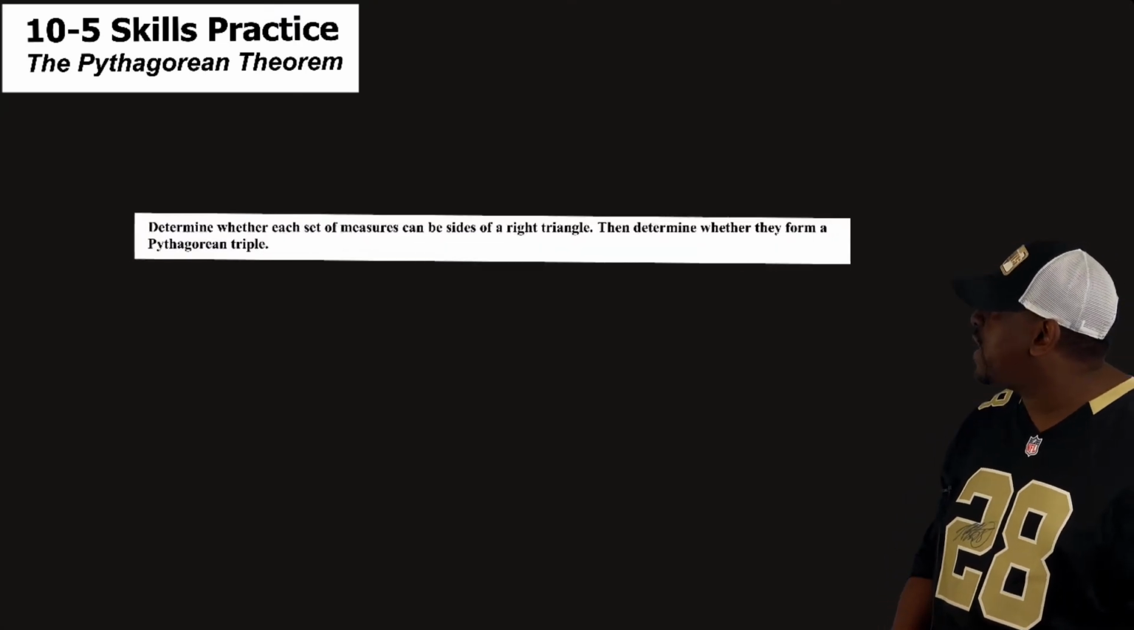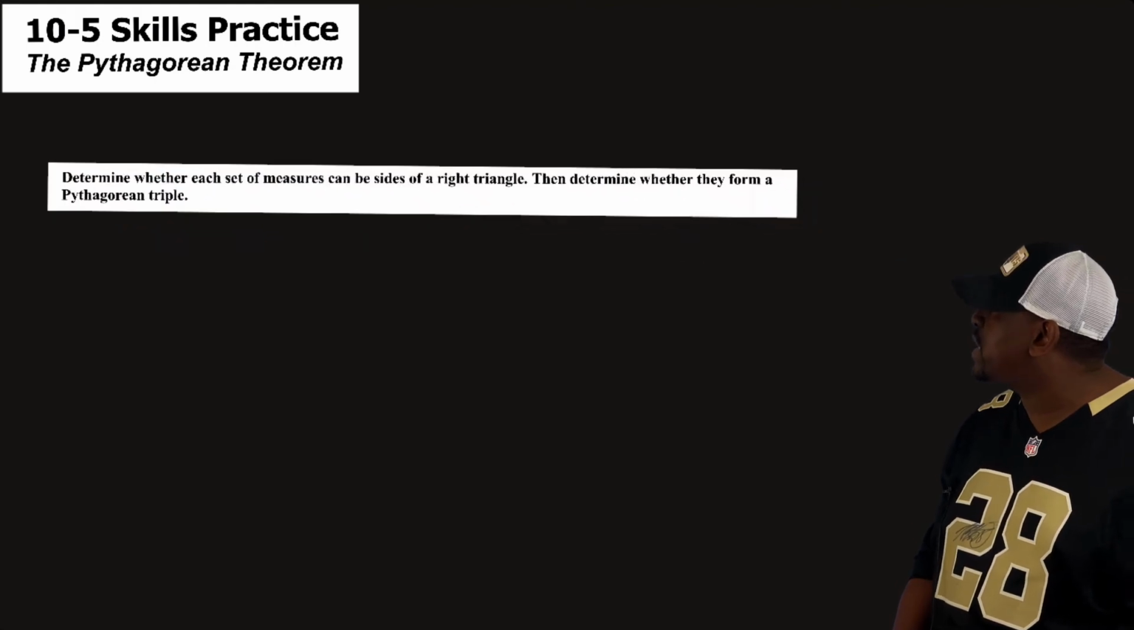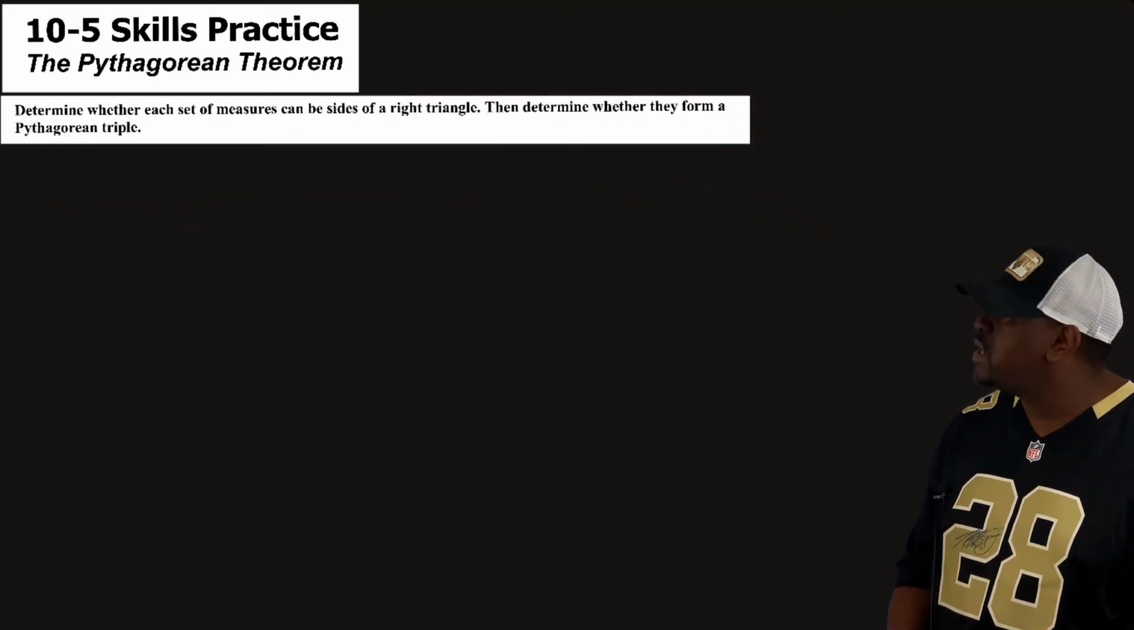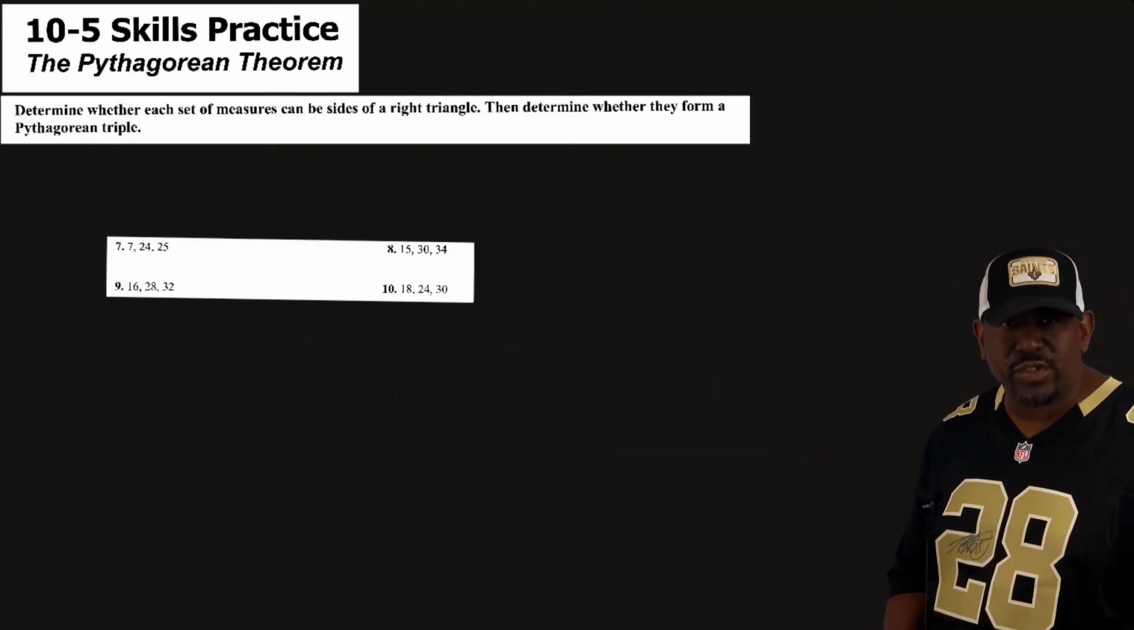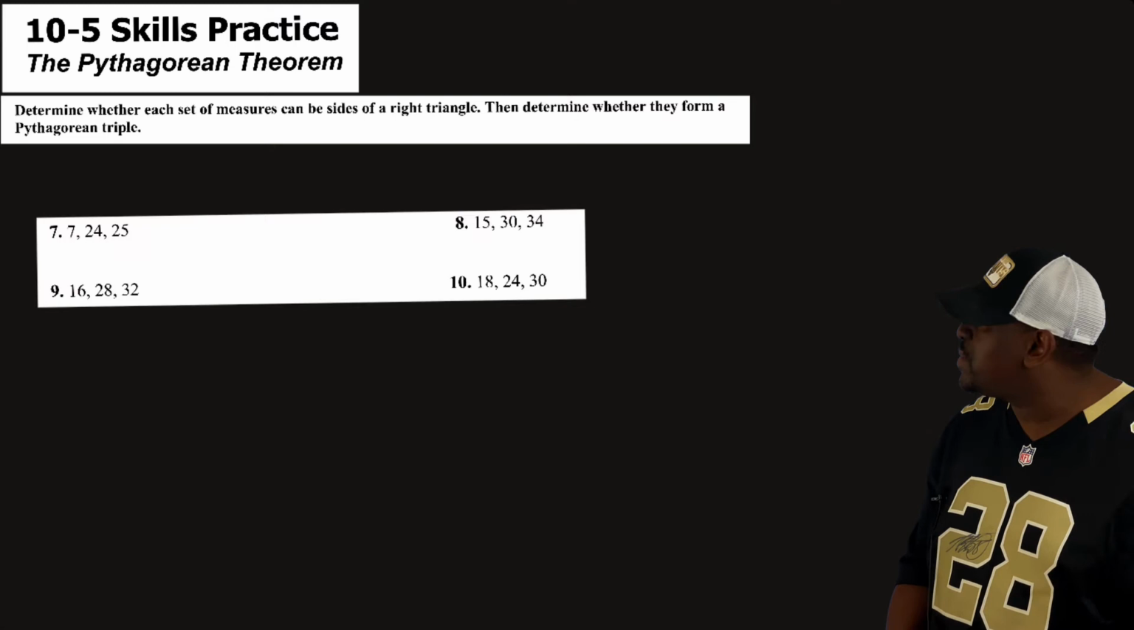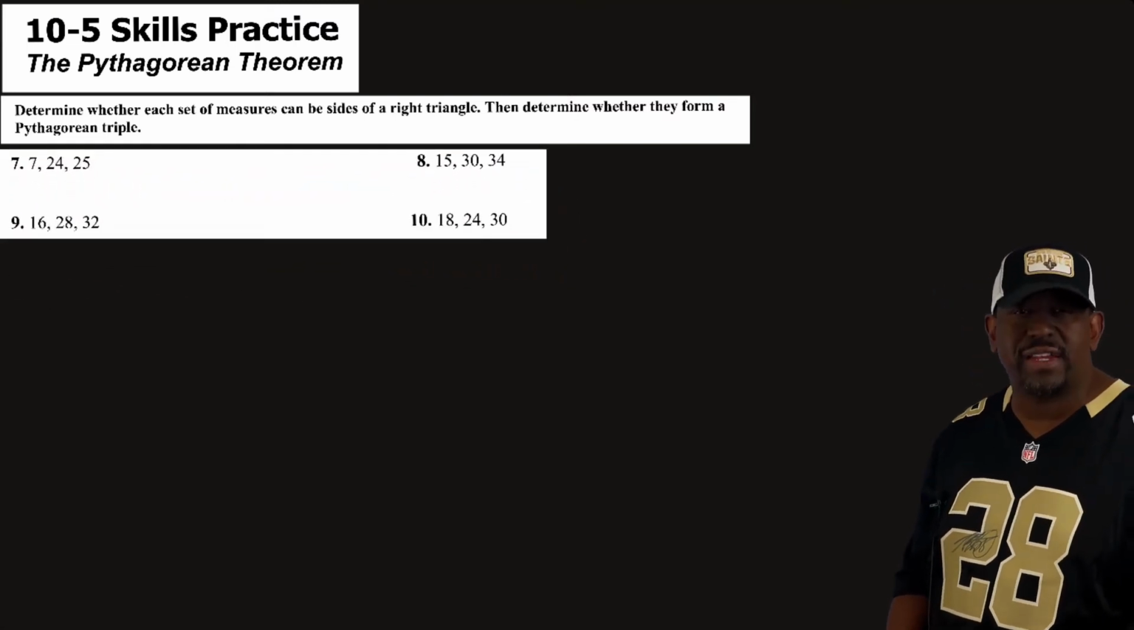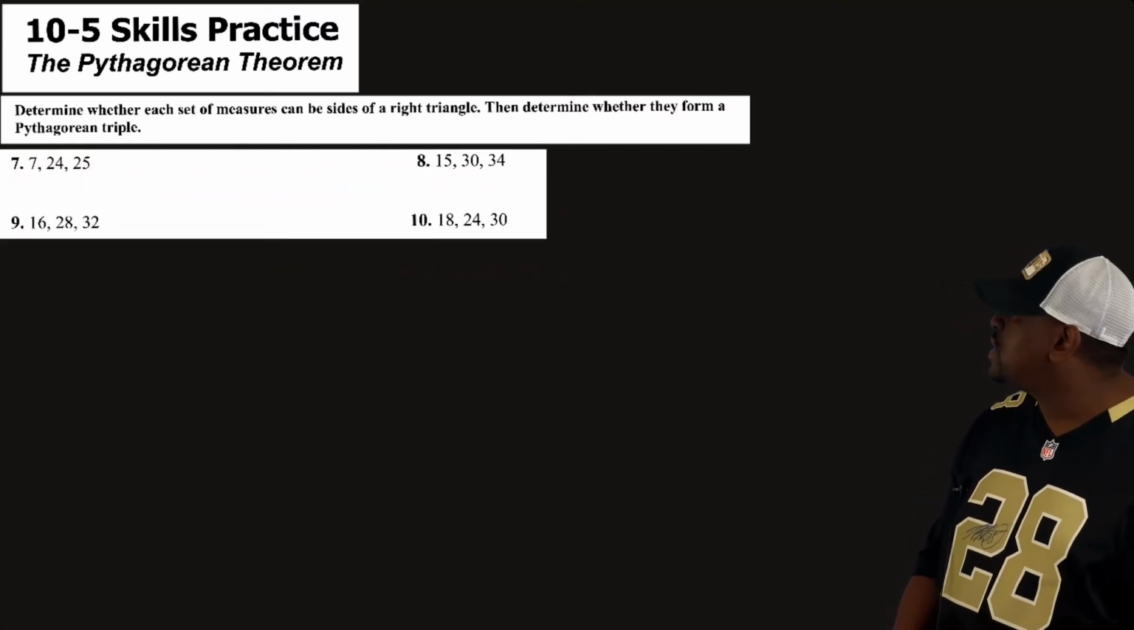And now we're going to do a different type of problem. So in this problem, the directions state we will determine whether each set of measures can be the sides of a right triangle, then determine whether they form a Pythagorean triple. So we get to learn a new concept. What is a Pythagorean triple? Well, we'll find out by doing some of these problems.